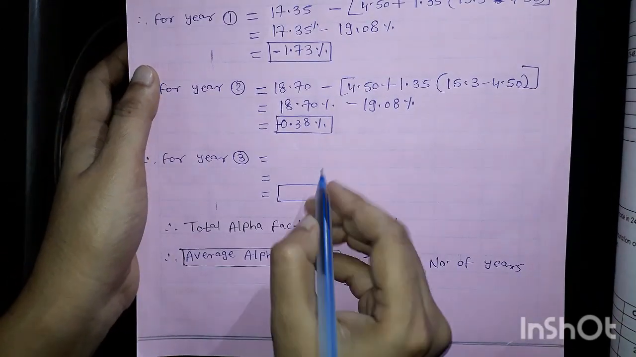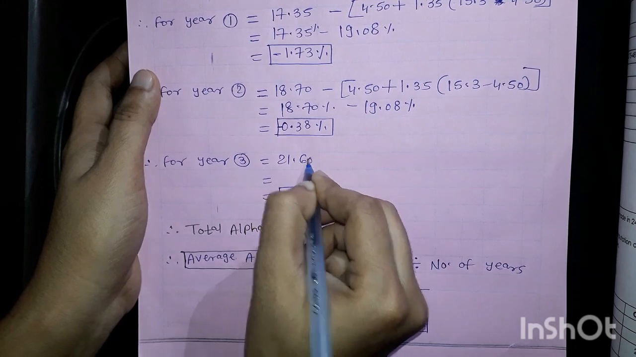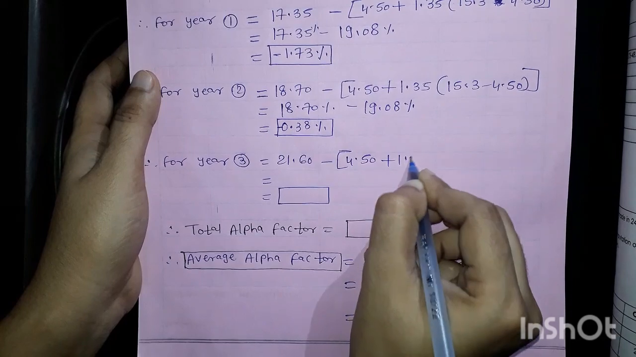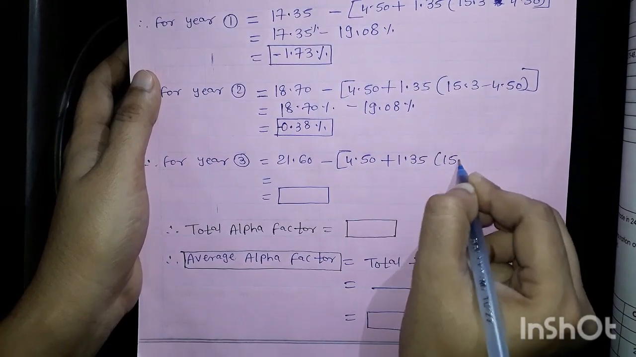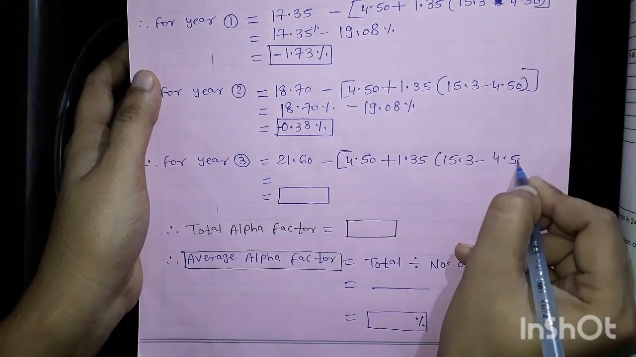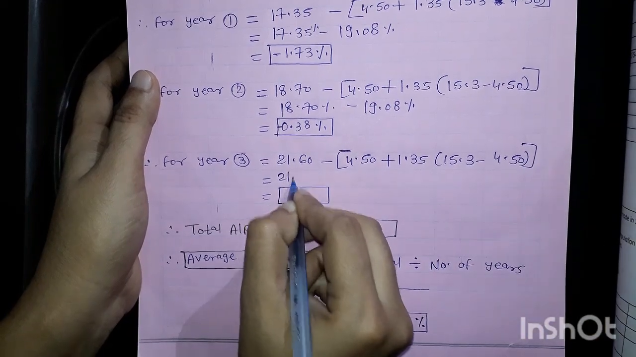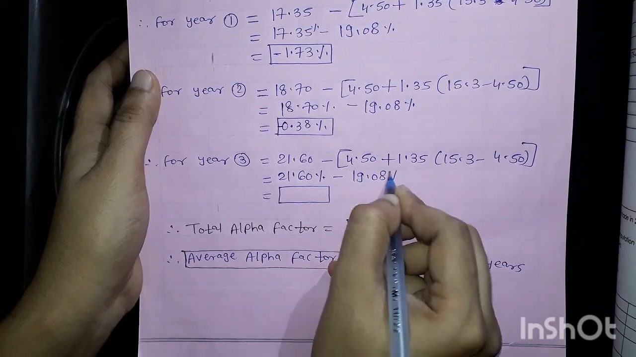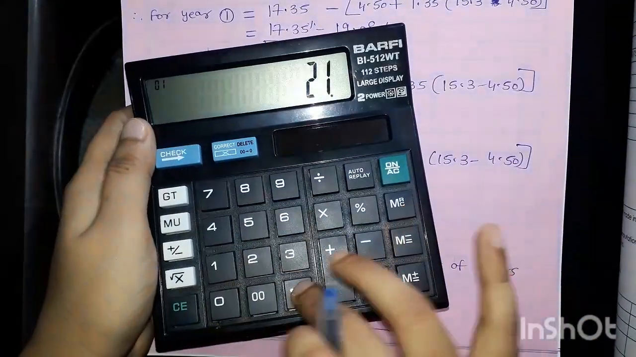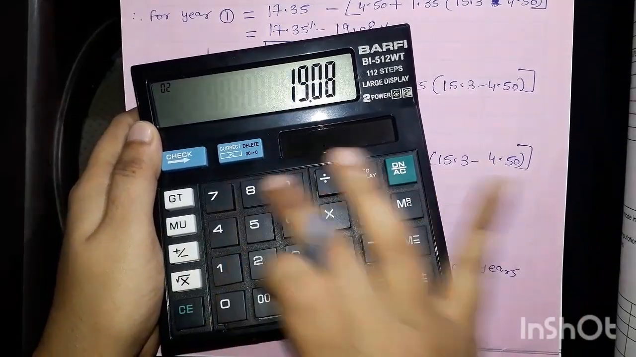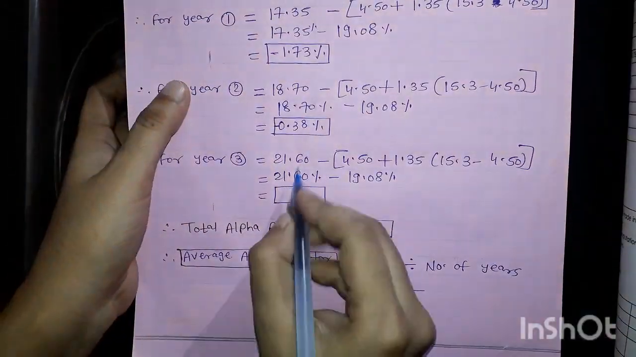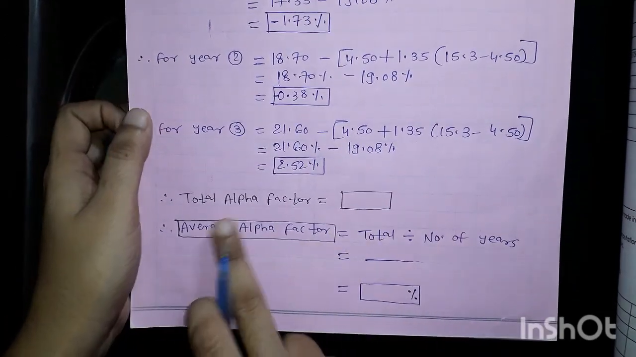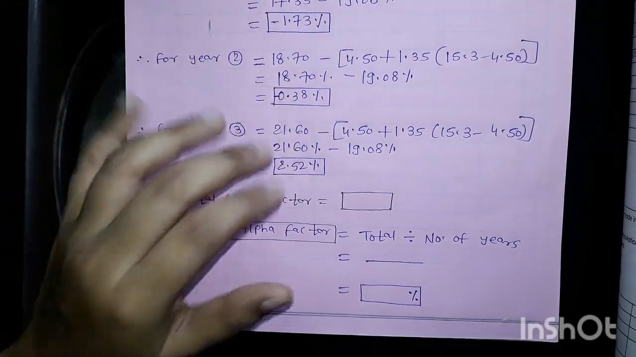Now third year, that is 21.60 minus, this data will remain the same, RF, beta, RM minus RF. So 21.60% minus 19.08%, 21.6 minus 19.08, here I got 2.52%.